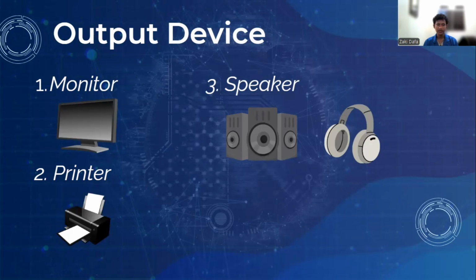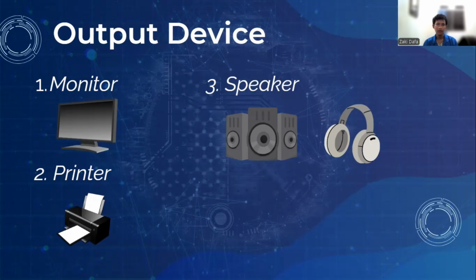Next, we have a printer. A printer is a hardware device used to produce a physical copy of text or images from a computer. Several types of printers are available, but the most commonly used today are inkjet printers and laser printers, offering different printing technology and quality levels.